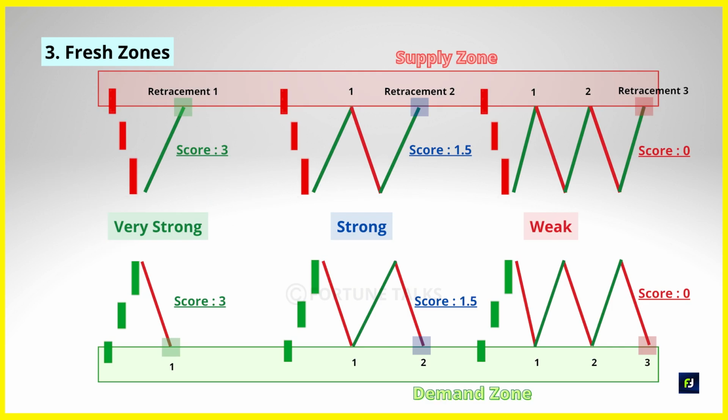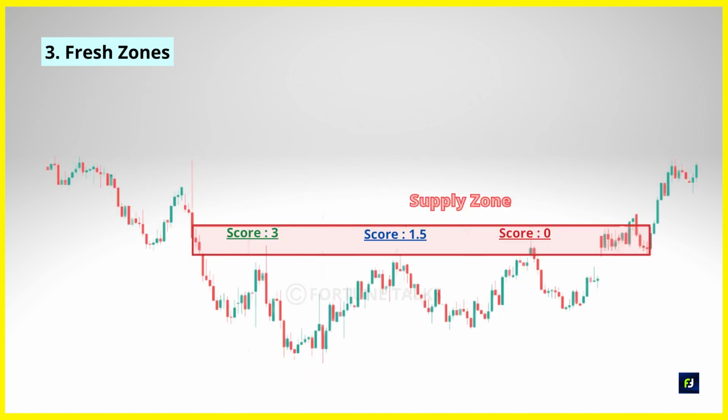Now in terms of scoring a fresh zone that has not been tested, you can give a maximum score of 3 points. This is the one we need to focus on when trading supply and demand zones in the market. We need to stack the odds in our favor by choosing fresh, untested zones to trade.